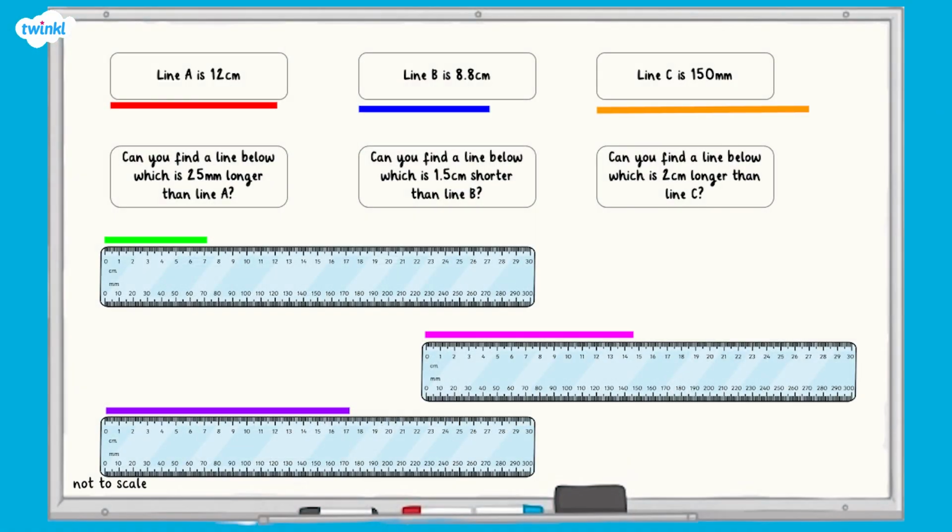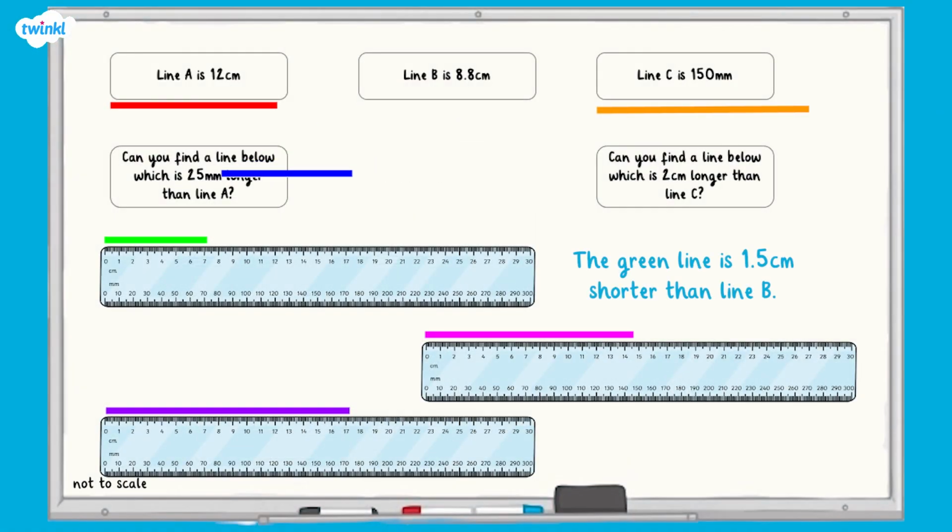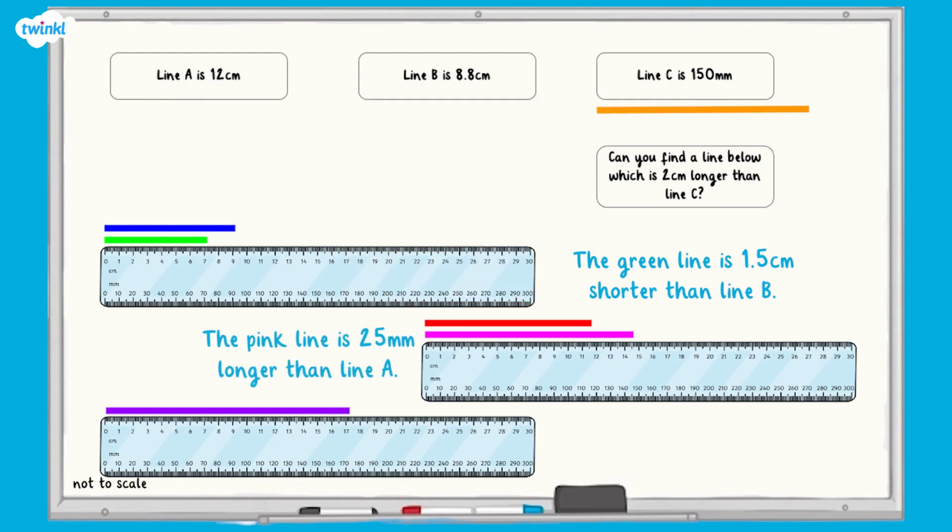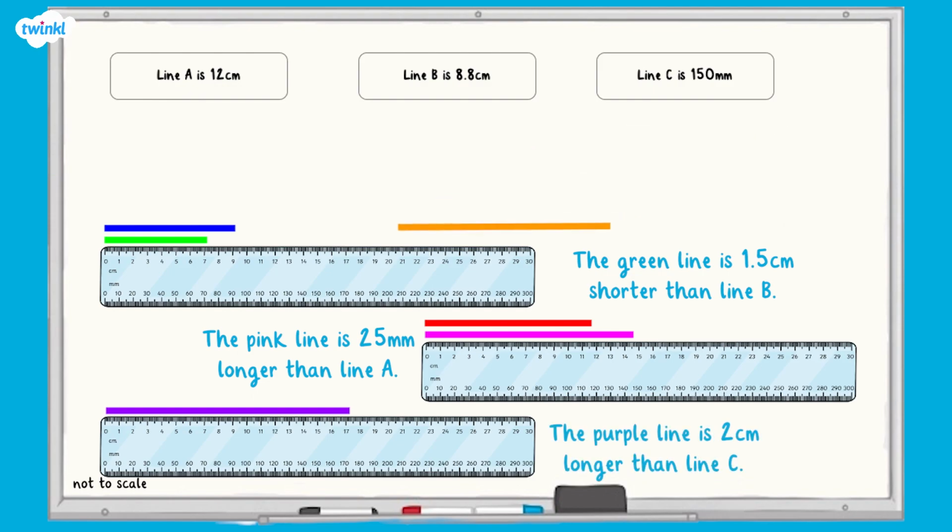Great job! Here are your answers. The green line is 1.5 centimetres shorter than line B. It's 7.3 centimetres. The pink line is 25 millimetres longer than line A. It's 155 millimetres. The purple line is 2 centimetres longer than line C. It's 17 centimetres or 170 millimetres.